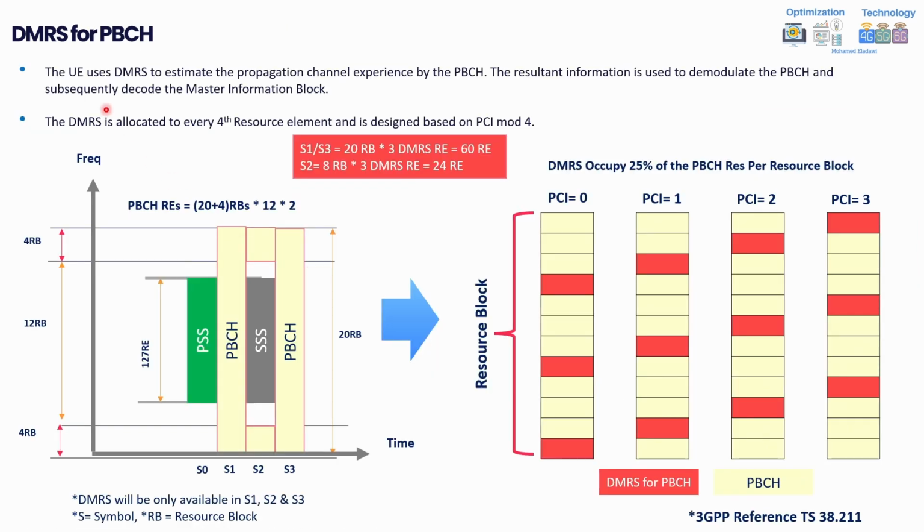Now, let's speak about the DMRS for the broadcast channel. Again, this is the same concept. It is used to estimate the propagation channel experienced by the broadcast channel. And as mentioned here, the resultant information is used to demodulate the broadcast channel, and accordingly you can decode the master information block. So this will be very useful within the initial access. So now, how are the resources being allocated?